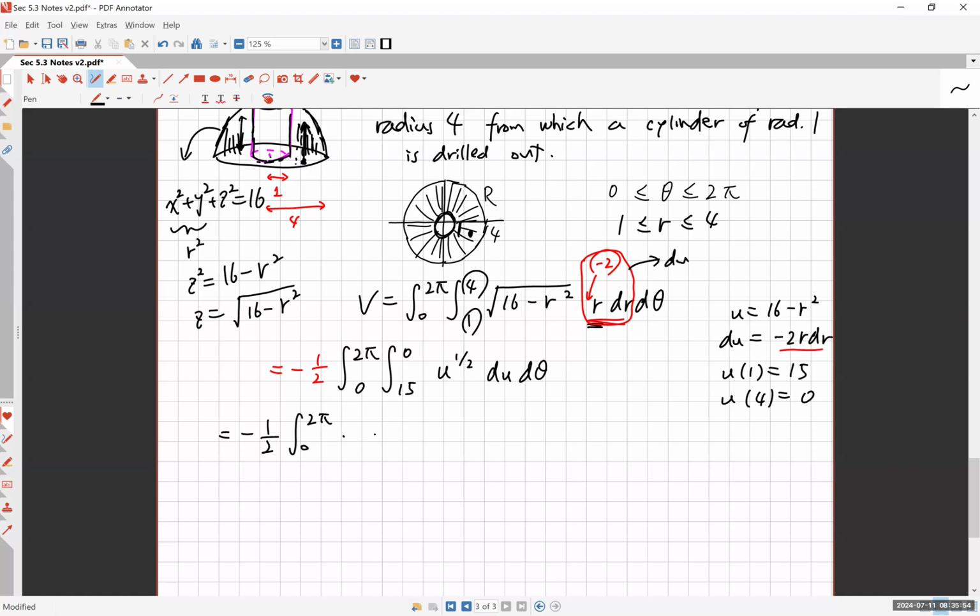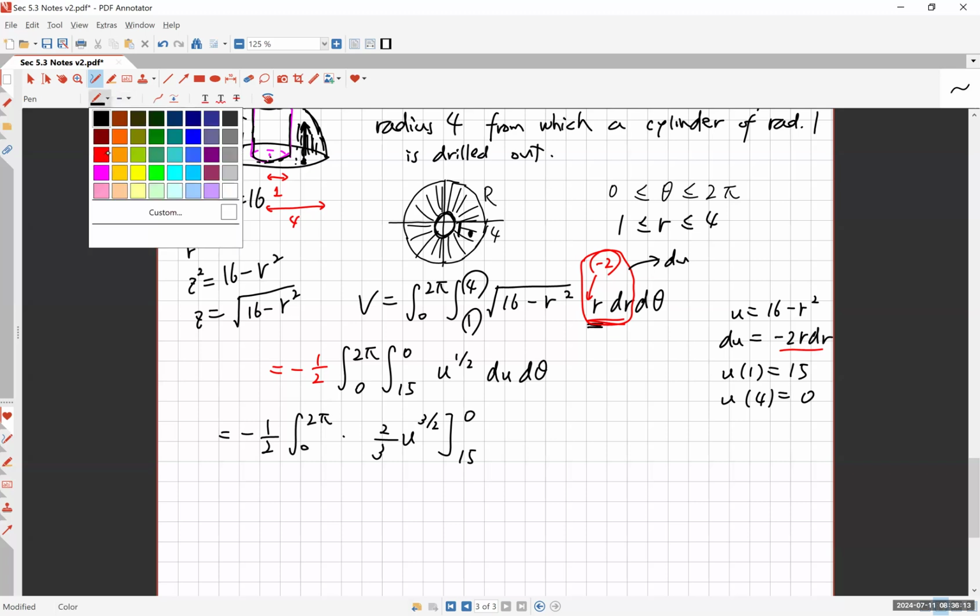Well, let's see. This is going to be u and then 3/2 and then 2/3, right? And then you just integrate this from 15 to 0. Now, this is something you can do, but it is kind of annoying to have this number here less than the bottom number. So what I'm going to do is, it's a little trick.